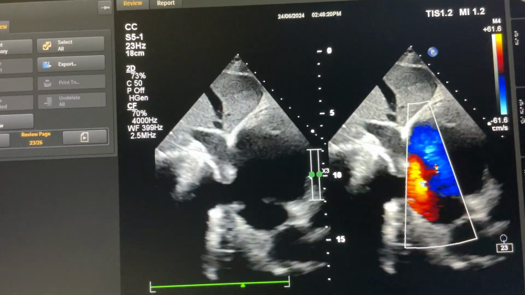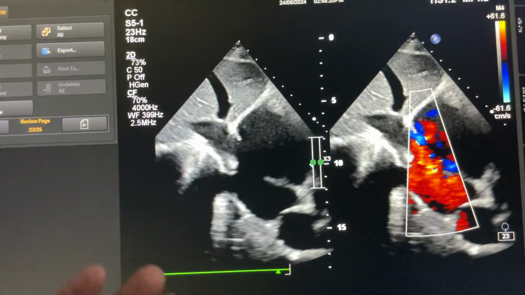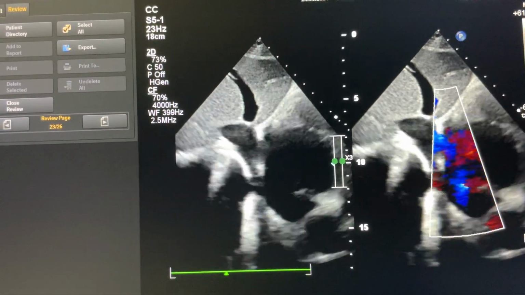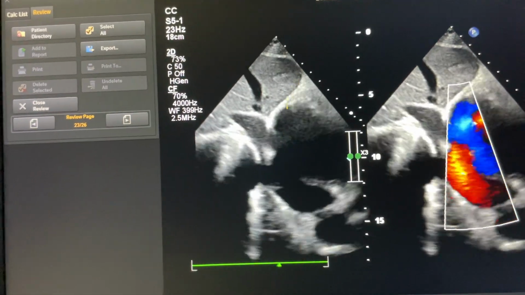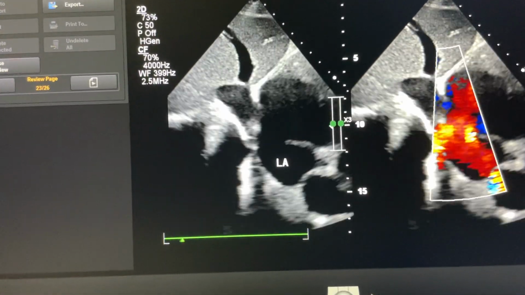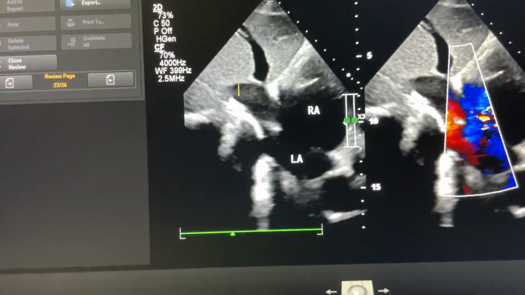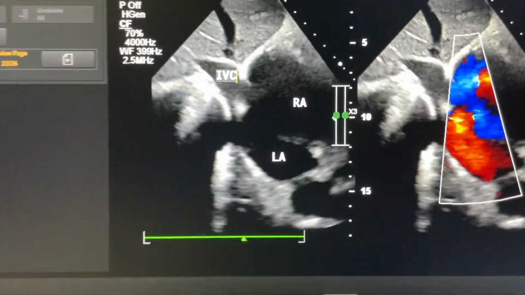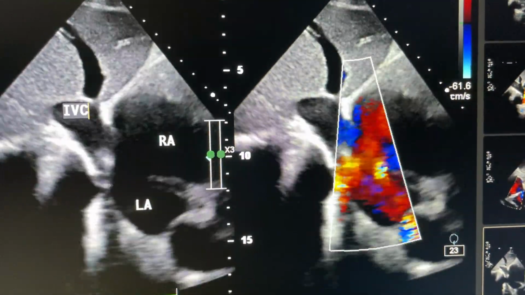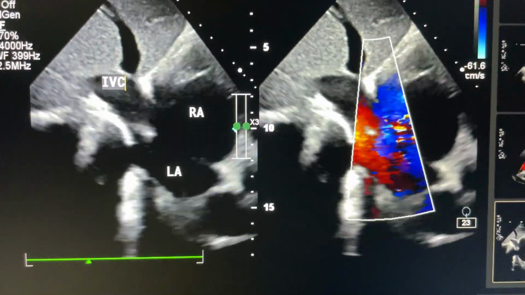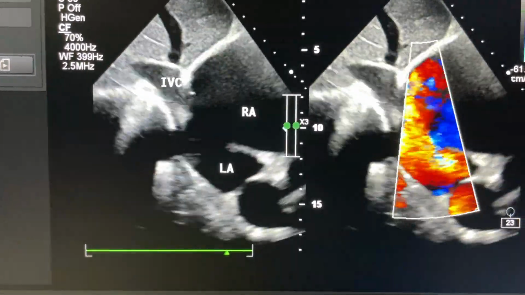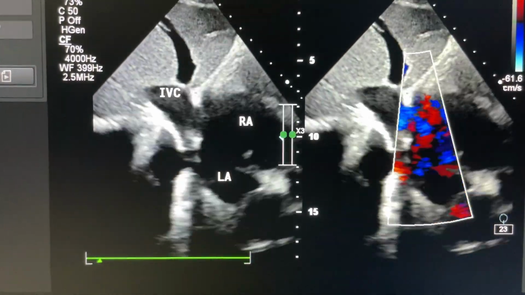This you can say is a modified bicaval view. It's not a typical bicaval view, but it's close to the bicaval view. You can find the ASD. This is again the left atrium, this is the right atrium, and this is IVC. So ultimately I think it will be easy for anyone to find out sinus venosus ASD, that is a very uncommon ASD.